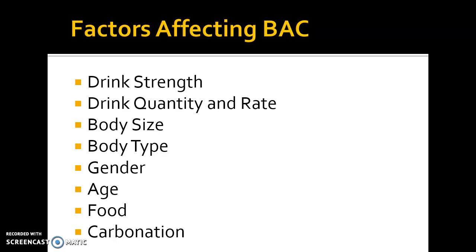Your age: if you are older, you generally will have higher body fat, so then you will have a higher BAC. Also, as you age, you lose the enzyme in the stomach that helps to break down alcohol. Food: if you have food in your stomach, it will slow the absorption of alcohol from the stomach into the small intestines, so you will have a lower BAC. And then carbonation also has an effect. If you are drinking alcohol mixed with carbonation, it generally passes through the body and into the bloodstream quicker.